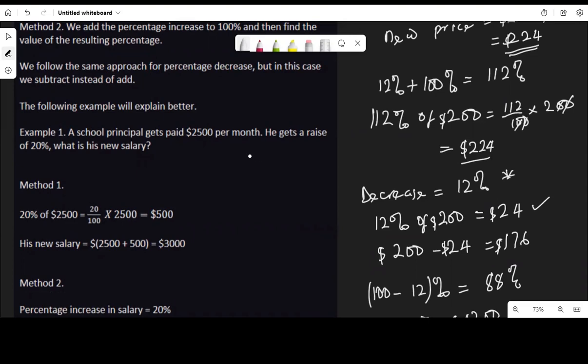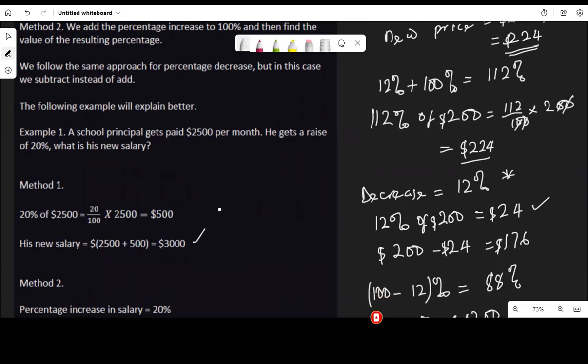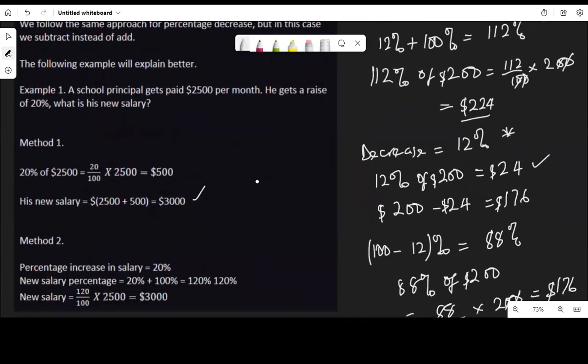I would have an example here on the board. Say the school principal gets paid $2,500 per month. He gets a raise of 20%. What is his new salary? 20% of 2,500 is 500. His new salary will be 500 plus the old salary, which is 2,500. So the old salary plus the percentage increase gives us $3,000.